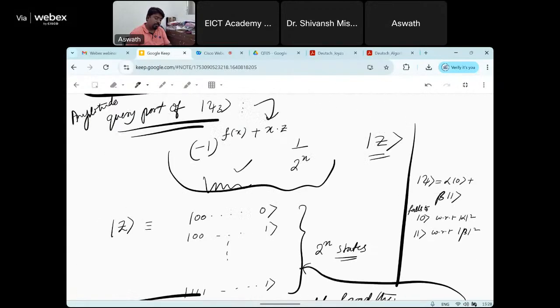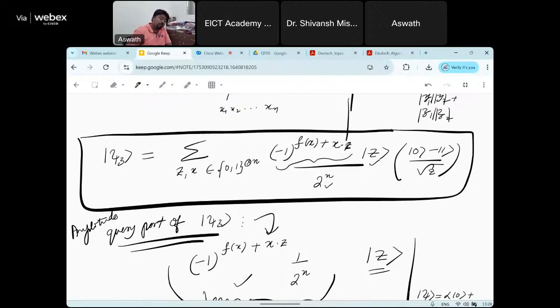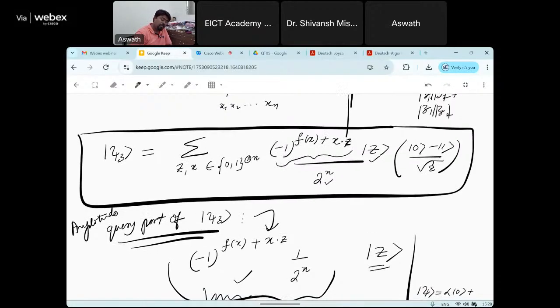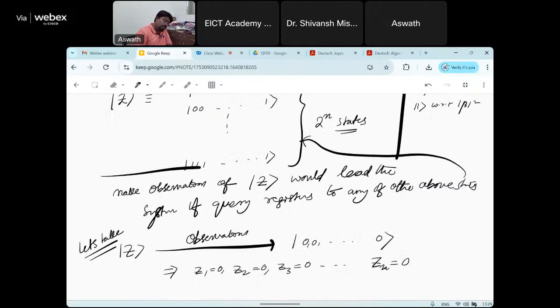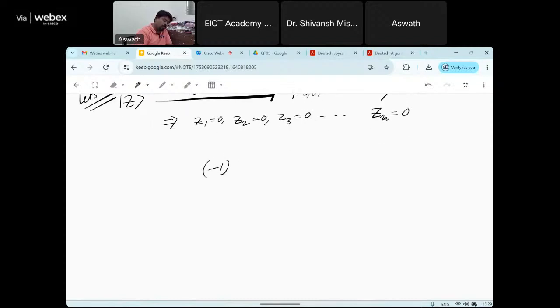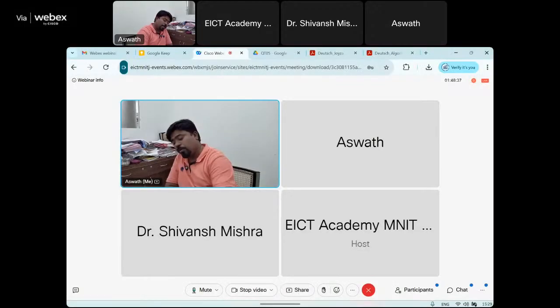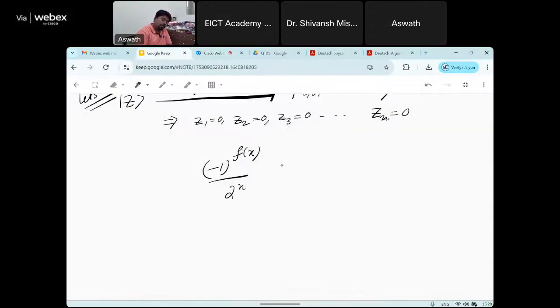Now get back to the expression. When z is equal to 0, x into z is not going to make any difference because z's are all 0. X multiplied by 0 is 0. So what am I left with? The query part. The query part I am left with is minus 1 to the power of f of x divided by 2 to the power of n, with z as 0 0 n. So this is what the query part would look like.